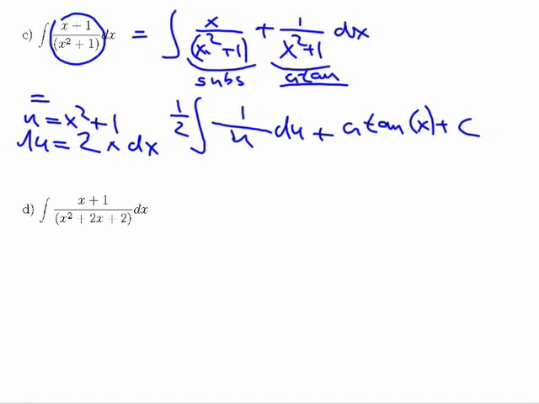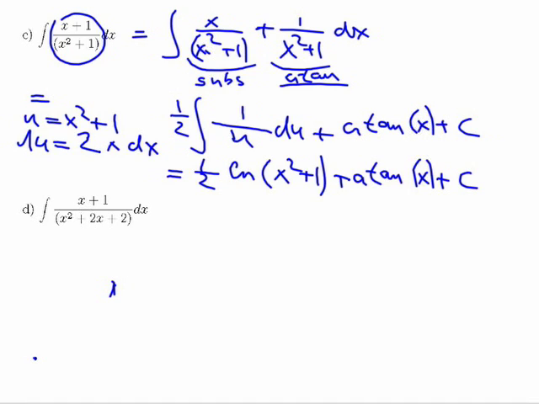Finally, integrating 1 over u is easy. This gives us a logarithm, so we get 1/2 times the natural logarithm of u. Well, u was x squared plus 1, so this is the natural logarithm of x squared plus 1, plus the inverse tangent of x plus the integrating variable c.